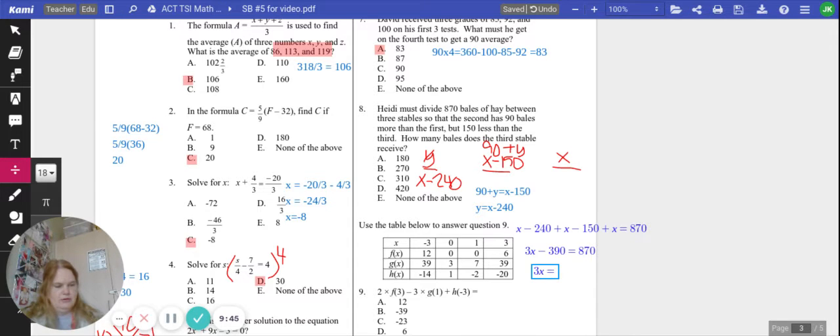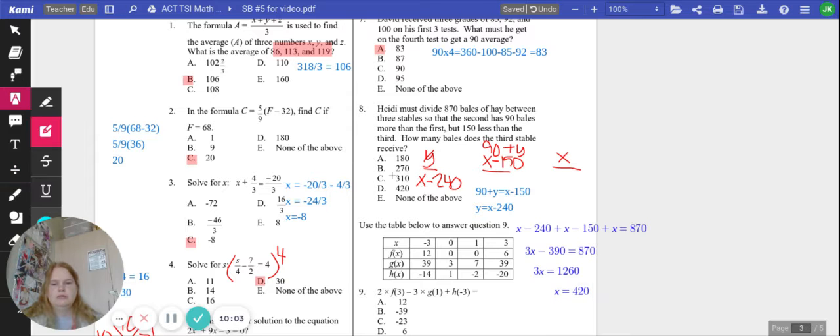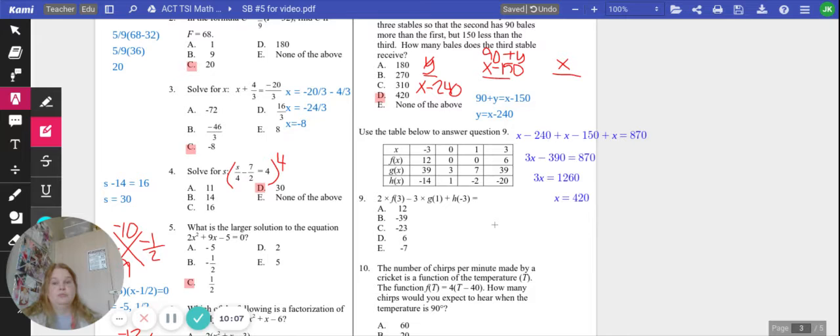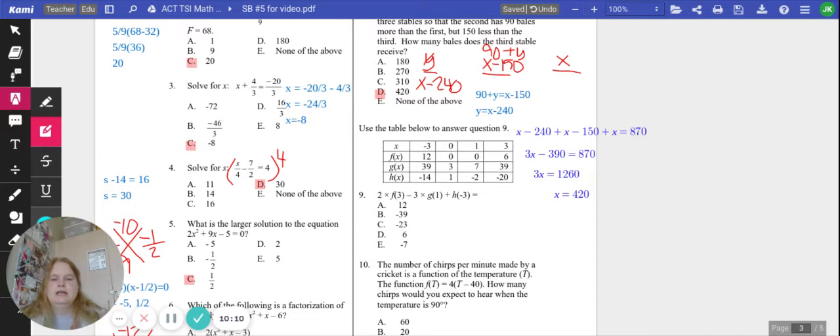So 870 plus 390 is 1260. And then one more step, divide by the number in front of X, which is 3. So I get 420 is what X is, which is stable 3, and that's how much it wants me to answer. How many is stable 3? 420. So word problems. All right, number 9.